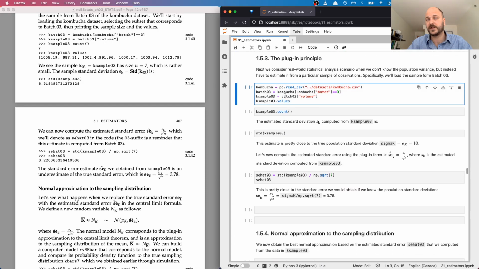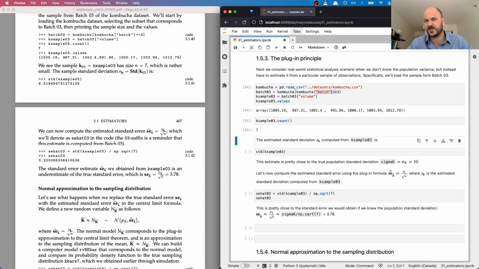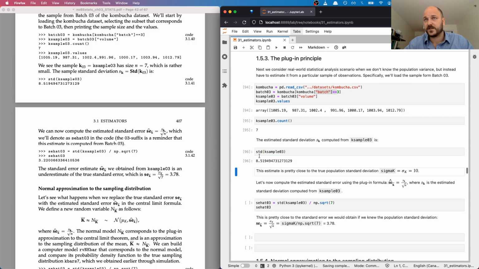The plug-in principle, right? Now we're changing to use the sample from batch 3, which only has 7. The sample size is only 7. When the samples are large, all these approximations work really well. But to show what happens with a small sample size, that's why we use a new sample that's very small. Sample size 7 is considered small in general. Okay, this is the standard deviation estimated from this sample. It's not the real population. The real population standard deviation is 10. But if I only have data from this sample, that's my best guess.